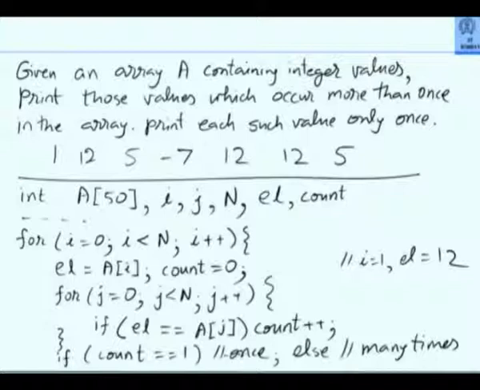Then I go to 5. 5 occurs twice, 5 will also be printed. Then I come to minus 7, it will not be printed. But then I again come to 12, and with EL equal to 12, I go back to the 0th element and again say, 12 is there, 12 is here, count is 3 again, it will be printed. So 12 will be printed 3 times, 5 will be printed twice. I have solved this problem partially, not fully.